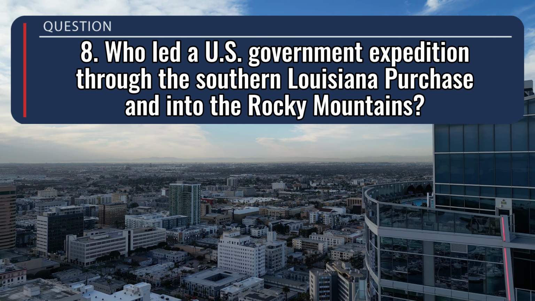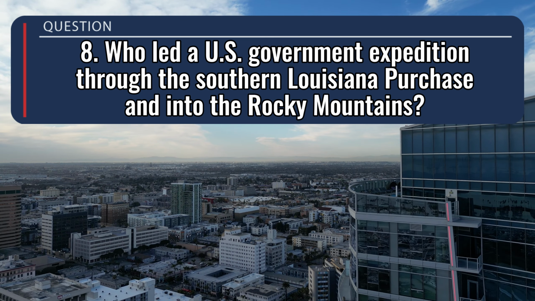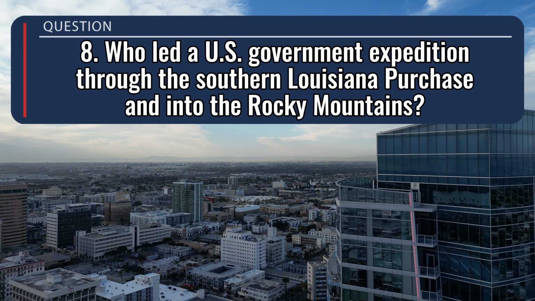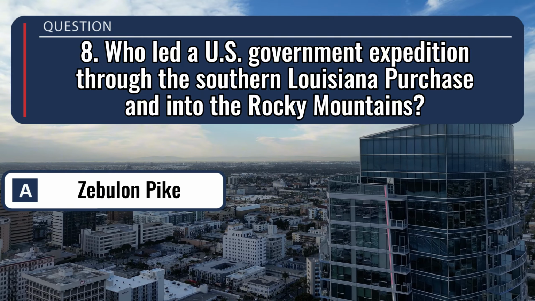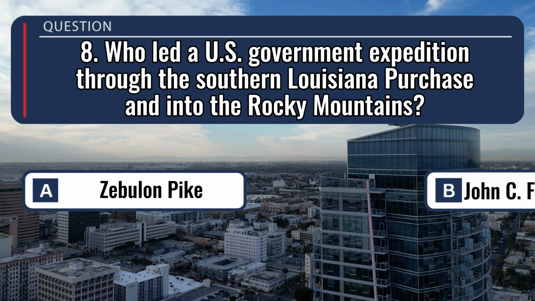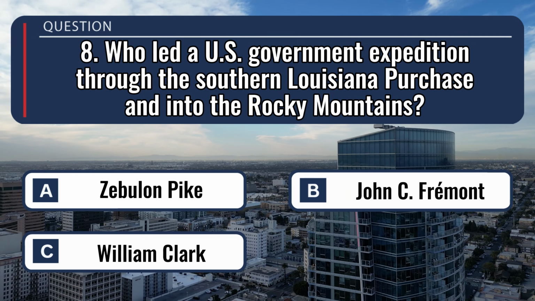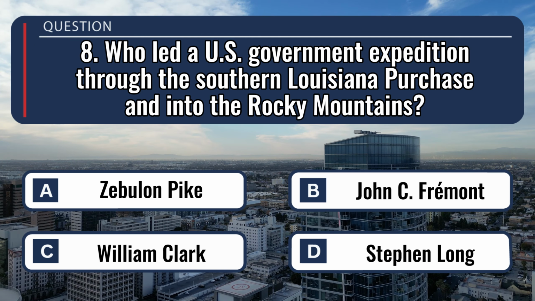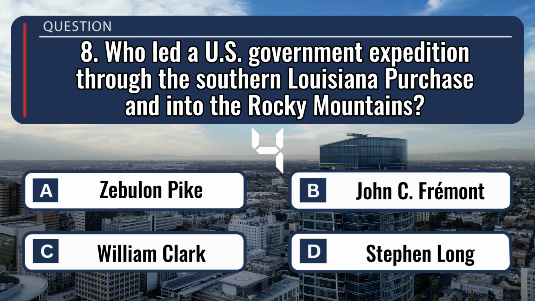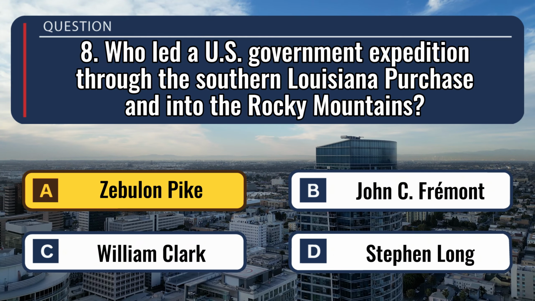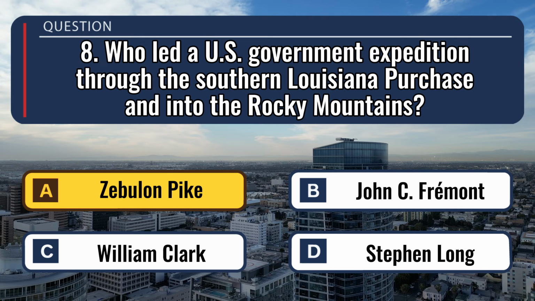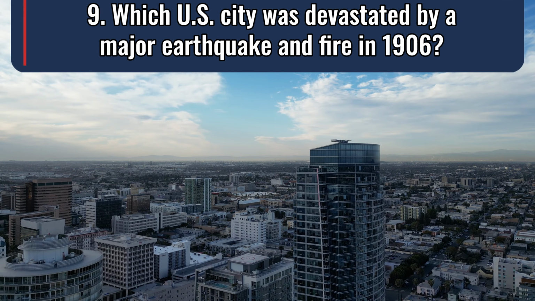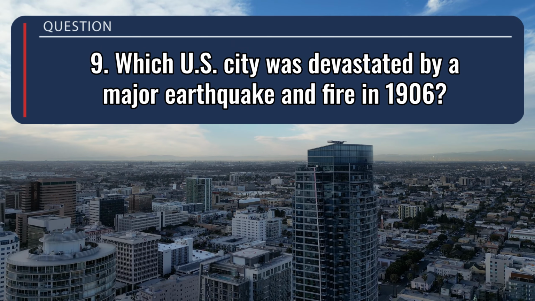Question 8. Who led a U.S. government expedition through the southern Louisiana Purchase and into the Rocky Mountains? A. Zebulon Pike. B. John C. Fremont. C. William Clark. D. Stephen Long. The correct answer is A. Zebulon Pike.